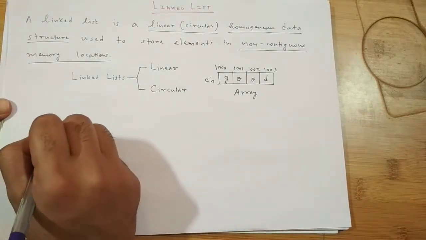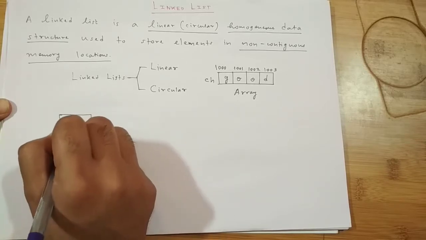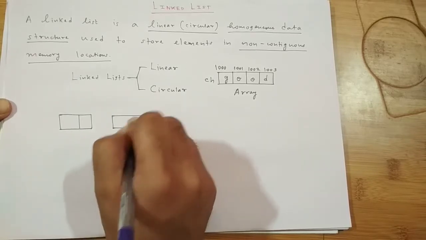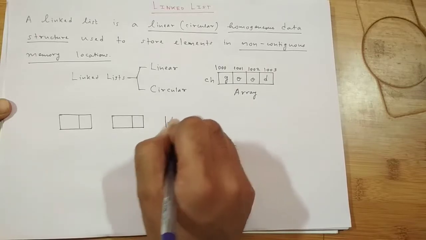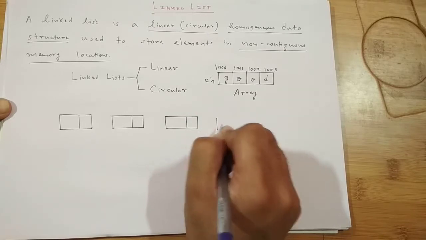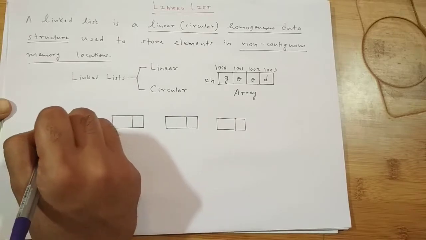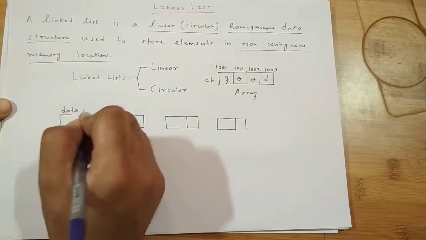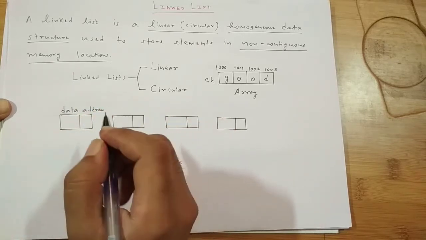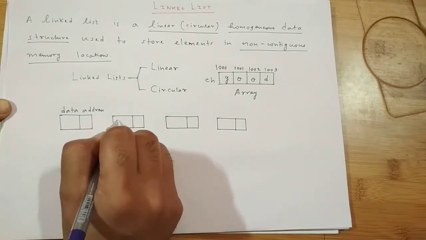So let's just take up an example. Let's say I have a single linked list of integers. Now, this single linked list of integers will have two parts to it. Each integer will have two parts to it, right? The first part is called the data part, and the next part is called the address part. This address part will store the address of the next node in the list.